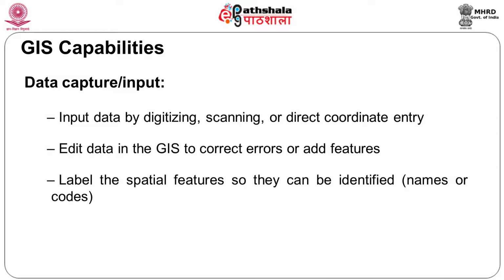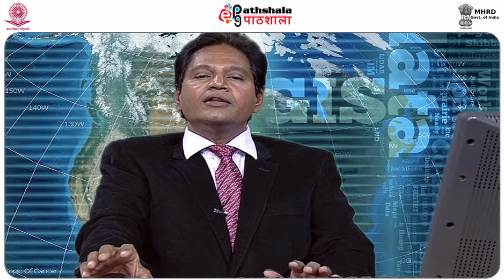So, you have to edit the data in a GIS environment to see that the errors are removed or corrected, and finally you can also add features. So, editing is also a facility which is there. The next important thing is labeling the features. As I was telling you, all features could be point, line, or polygon. So, they can all be identified, named and coded together. Hence, we say that the GIS capability, or the data capture unit in GIS software, should be capable of inputting the data, editing the data and labeling the data, so that I will be in a position to use the data effectively.